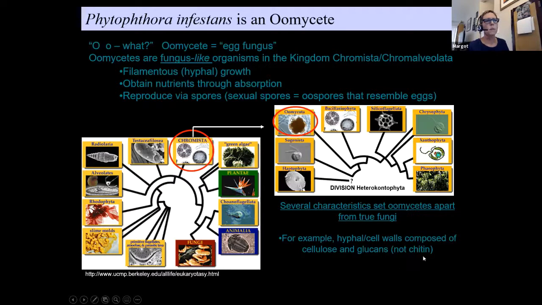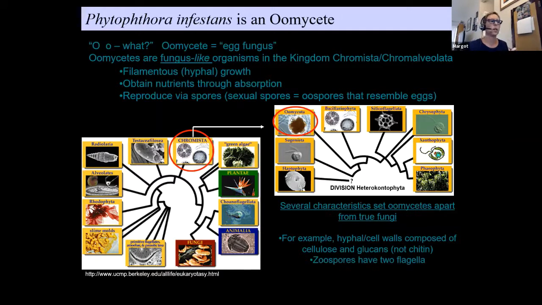So oomycetes do not have chitin, though. They have cellulose and glucans. And cellulose is what we find in plants and algae. So it turns out that oomycetes, even though they look and behave very much like true fungi, are not fungi. They're actually more closely related to brown algae.